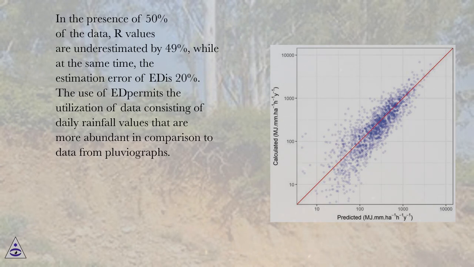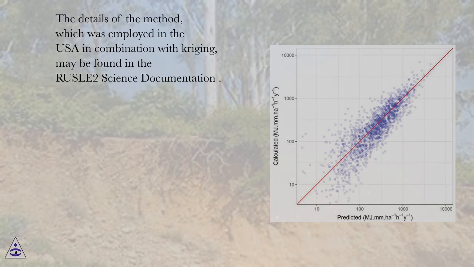The use of ED permits the utilization of data consisting of daily rainfall values that are more abundant in comparison to data from pluviographs. The details of the method, which was employed in the USA in combination with Kriging, may be found in the RUSLE2 science documentation.